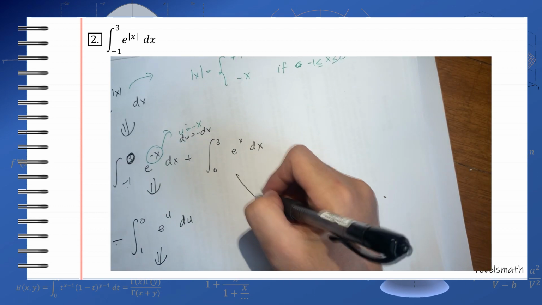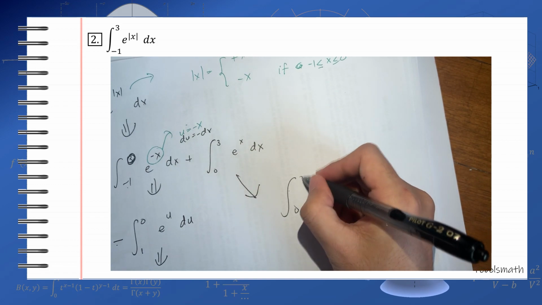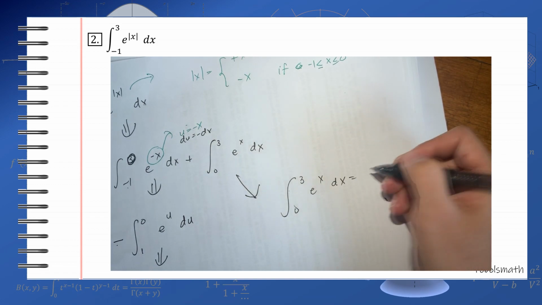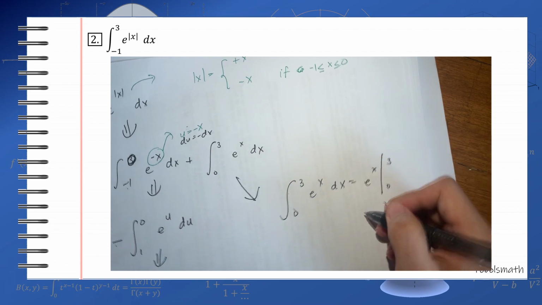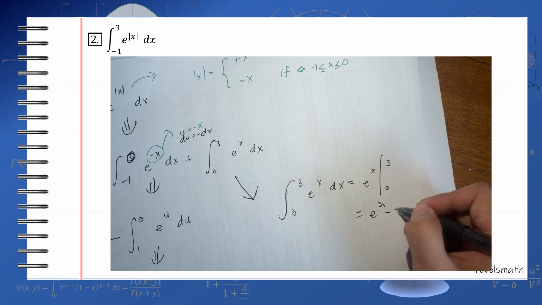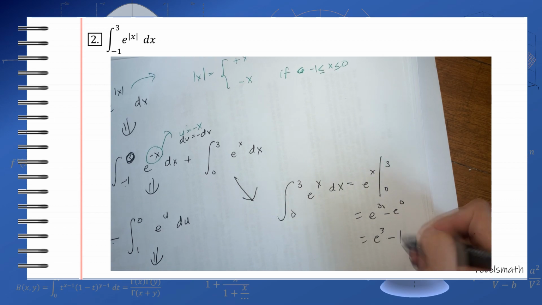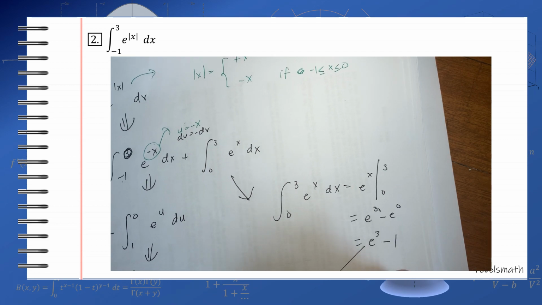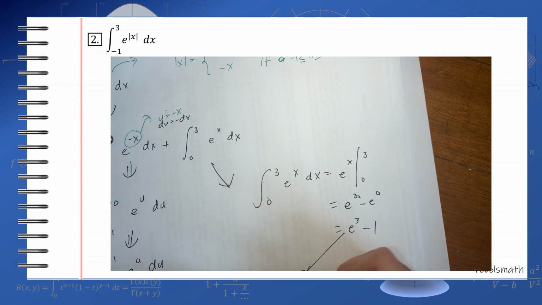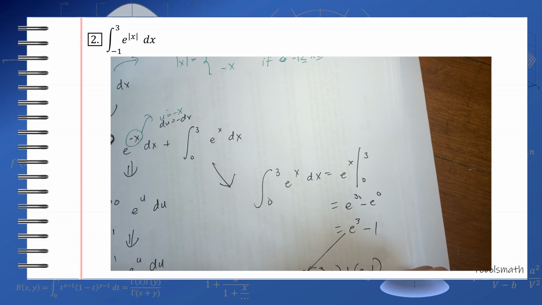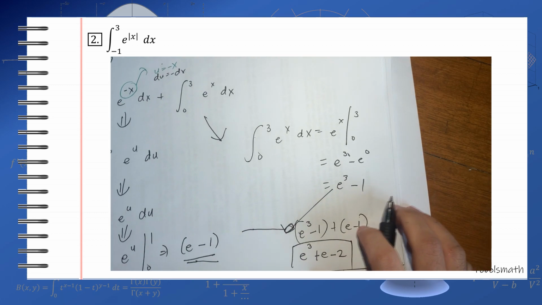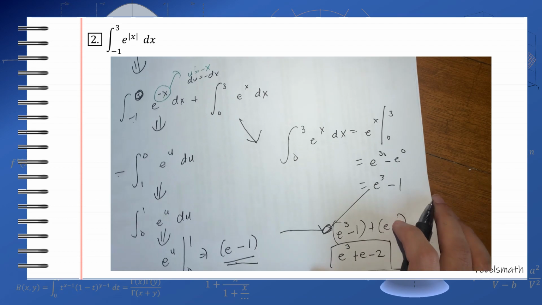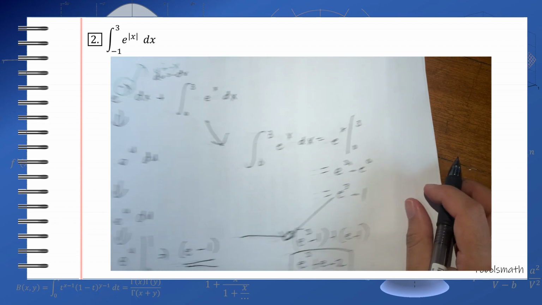The second half is the integral of e to the x dx, which is just e to the x, evaluated from 0 to 3. So this is e cubed minus e to the 0, so e to the 3 minus 1. So overall, the total is e to the 3 minus 1 plus e minus 1, which is e to the 3 plus e minus 2. Also quite simple, I guess.